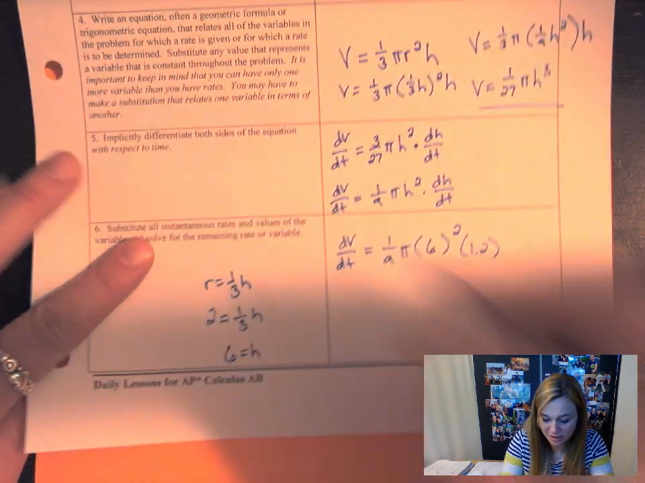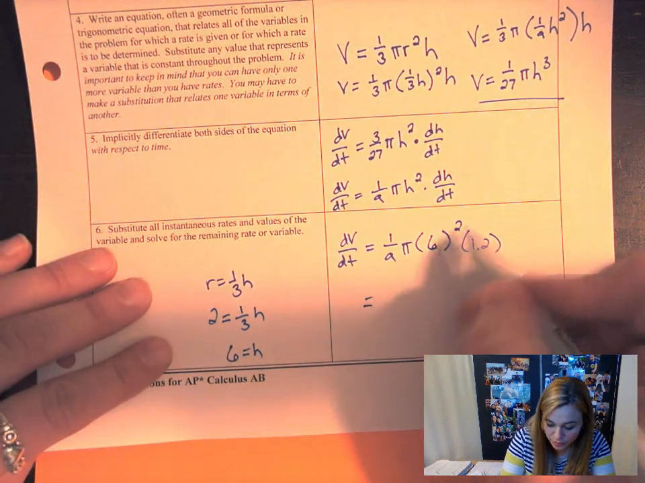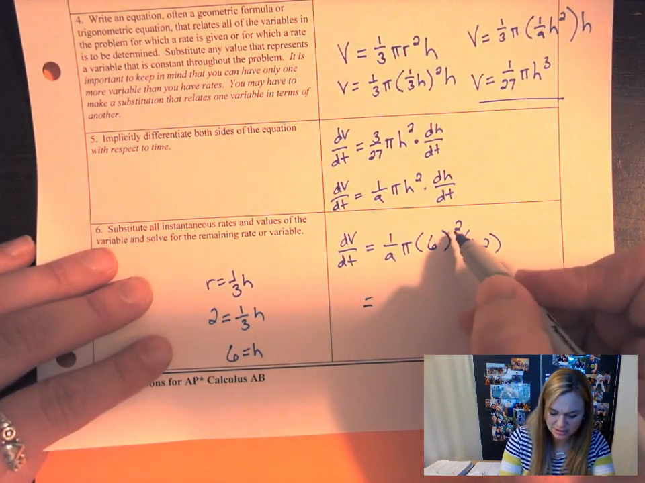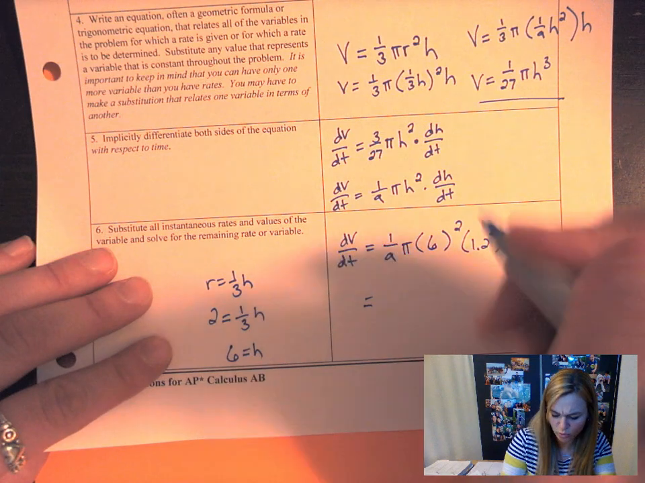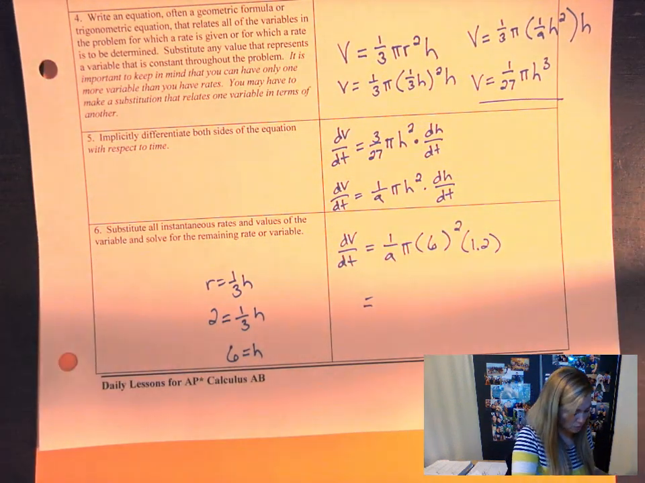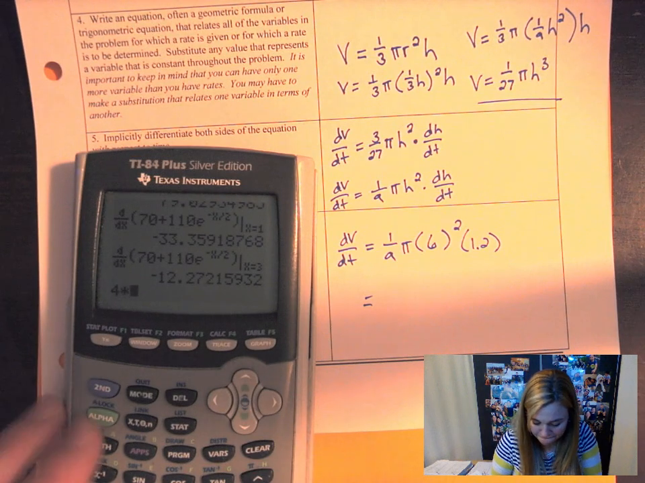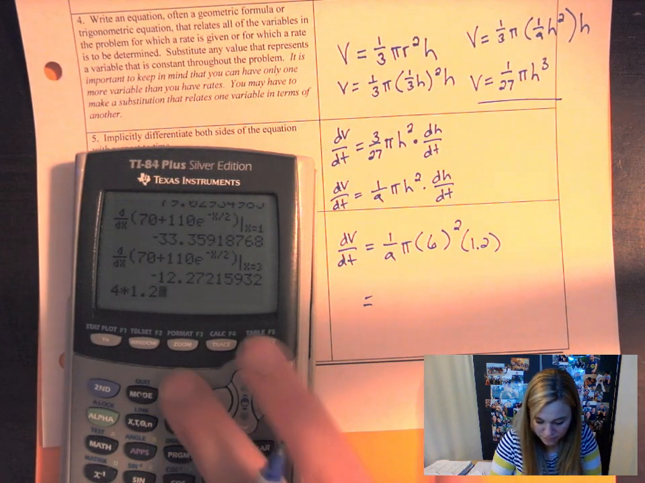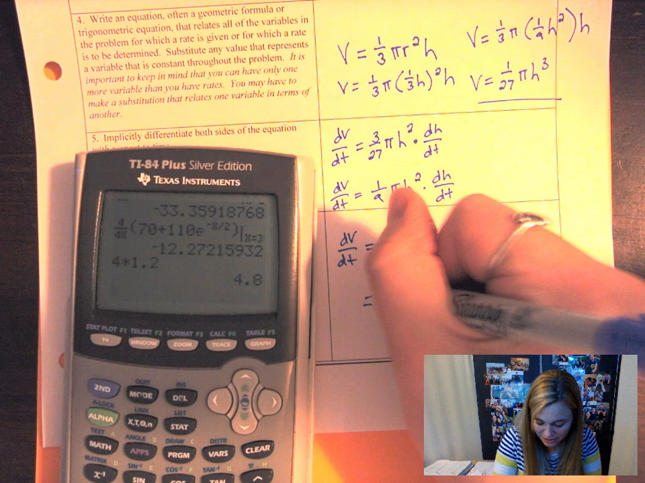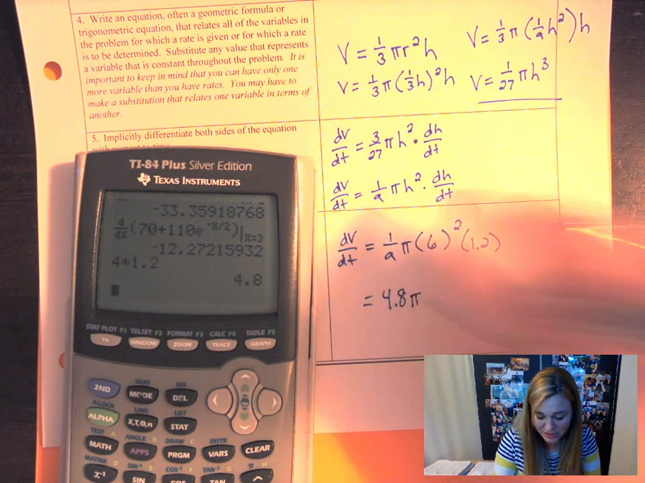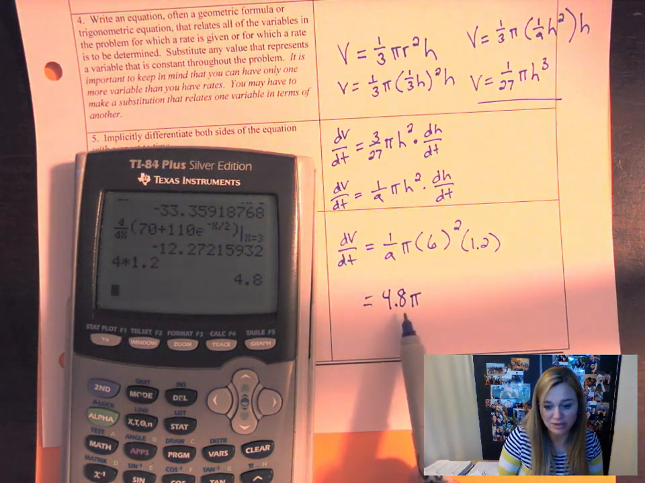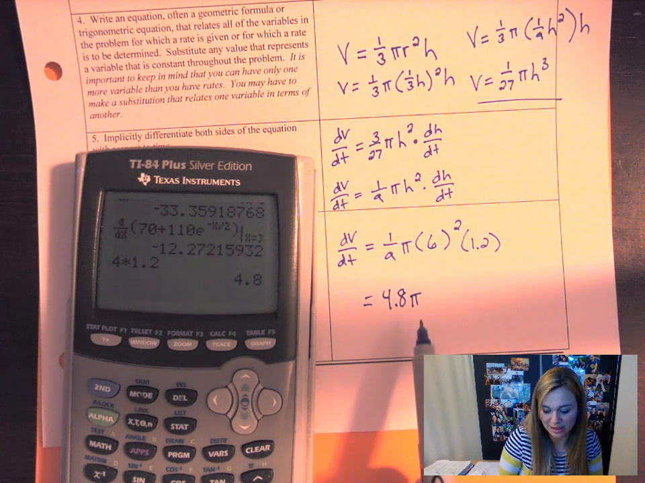Whew, it's a lot of stuff, but I keep going. 6 squared is 36. 36 divided by 9 is 4. 4 times 1.2. What is 4 times 1.2? 4.8. I'm going to leave this pi here just because this is okay to use just one place after the decimal, because this is the most exact answer that I could give.